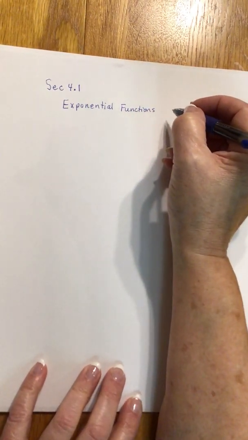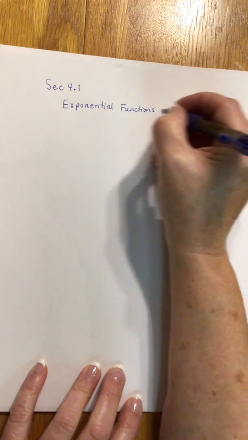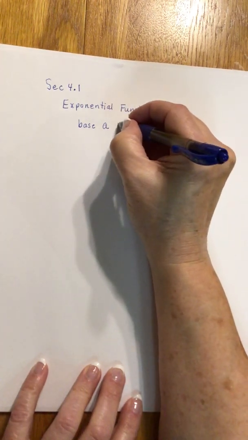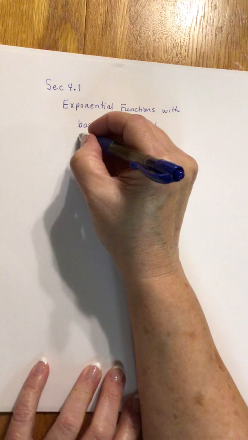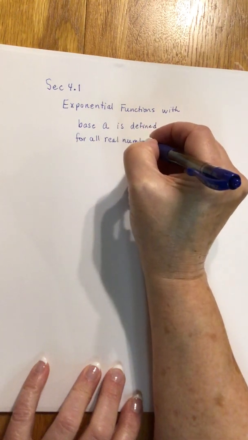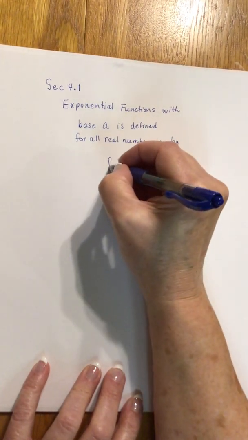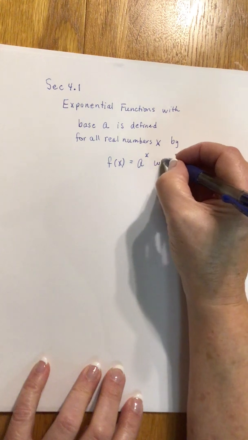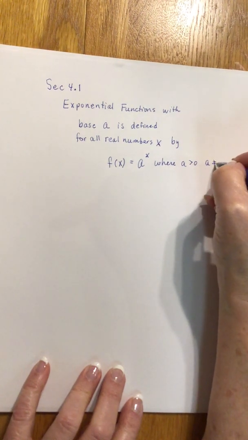So the first thing we have to do is decide what an exponential function is. An exponential function with base a is defined for all real numbers x by the following: f of x equals a to the x, where a is greater than 0, which means that it's positive, and a cannot equal 1.